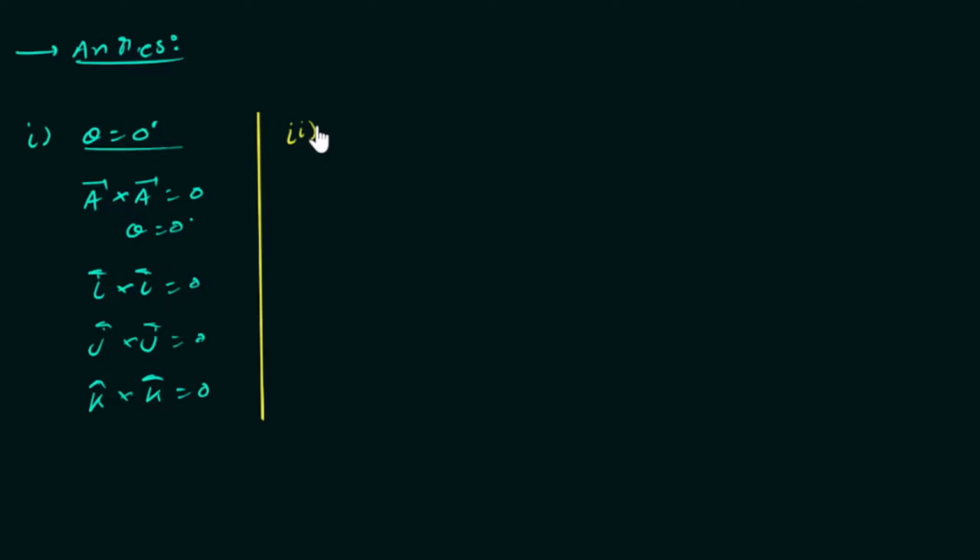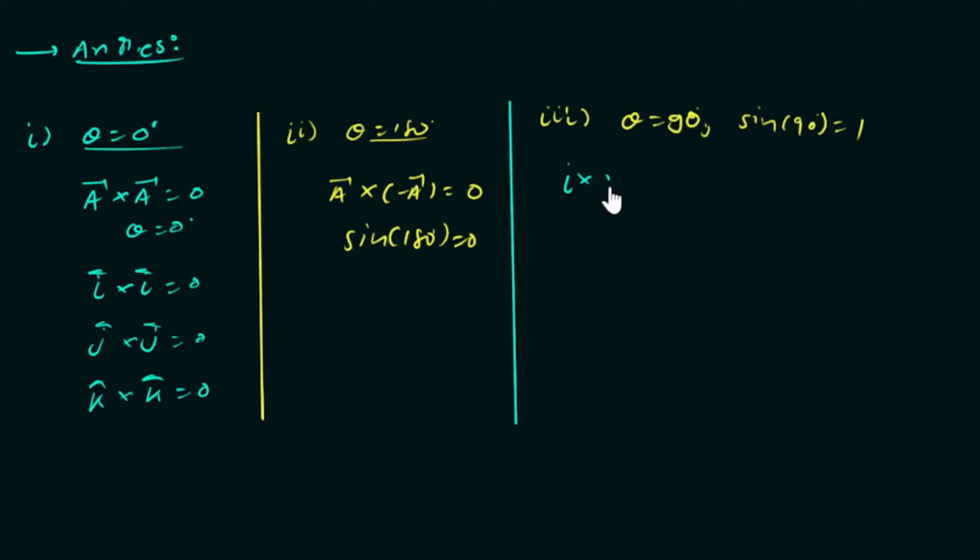Okay, this angle is 1, right? So in this case we have I cross J. So magnitude of I into magnitude of J into sine 90.